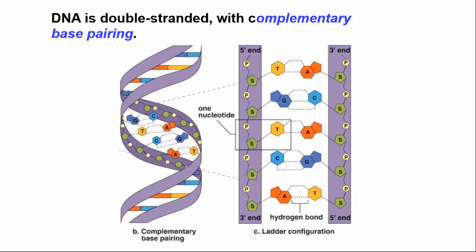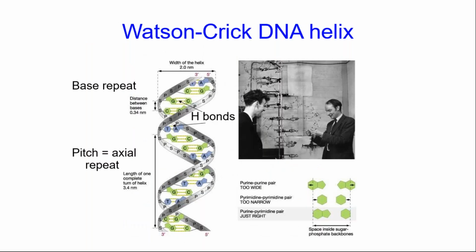DNA is double-stranded, as I said, because of the complementary base pairing, the base pairing of A with T and C with G. The double-stranded structure was discovered by Watson and Crick, and it is known as the DNA helix. They have shown that at every 3.4 nanometers there is a turn, and the distance between two bases is 0.34 nanometers, meaning that every turn has got about 10 bases.